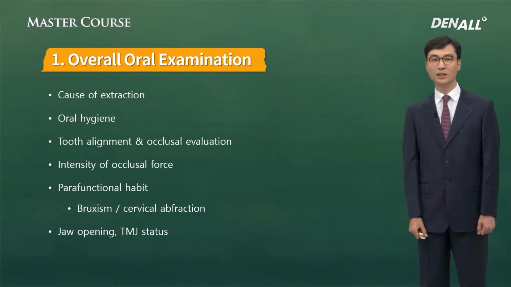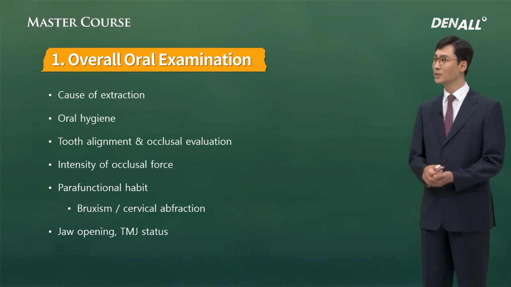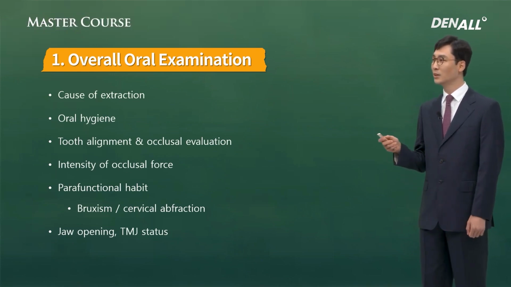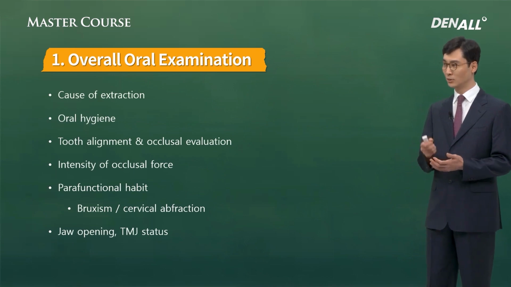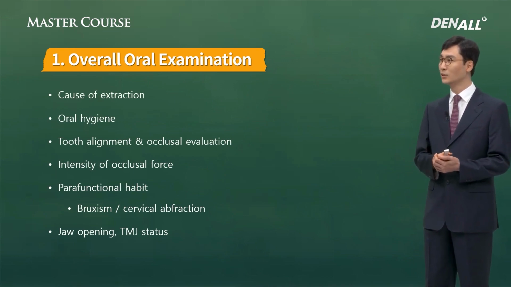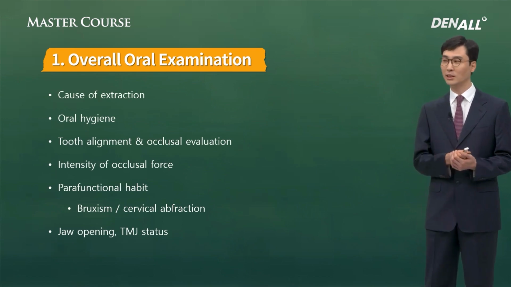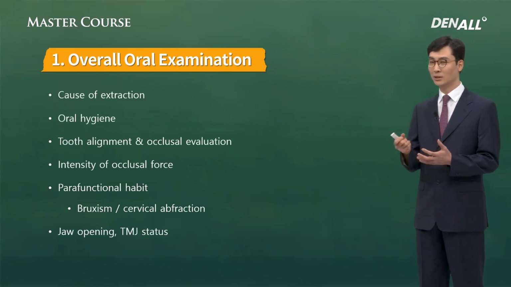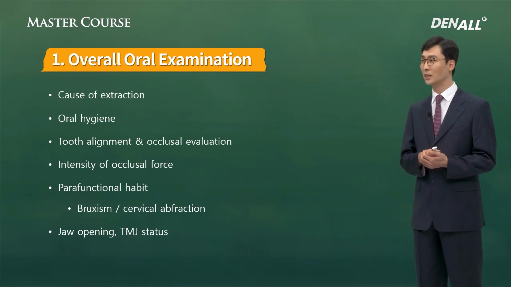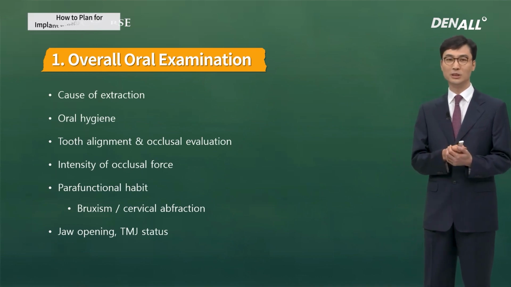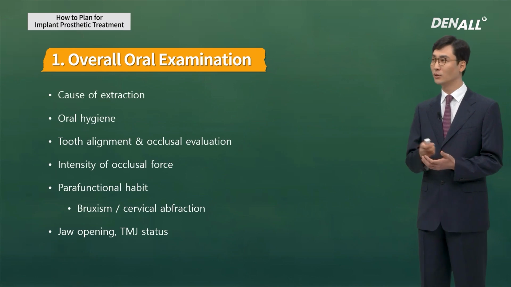First, the overall oral examination. We need to understand what caused extraction and how is oral hygiene. Tooth alignment and occlusal evaluation needs to be done. Intensity of occlusal force needs to be checked. Also check whether there's parafunctional habit and the level of jaw opening.